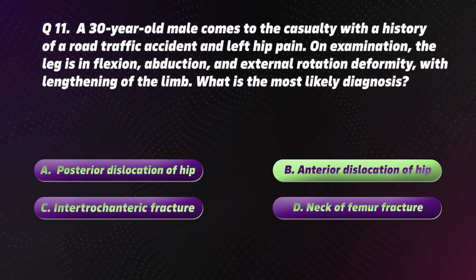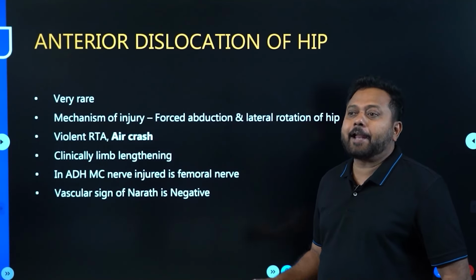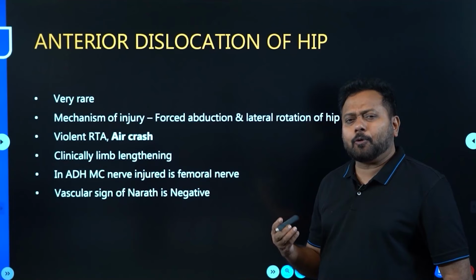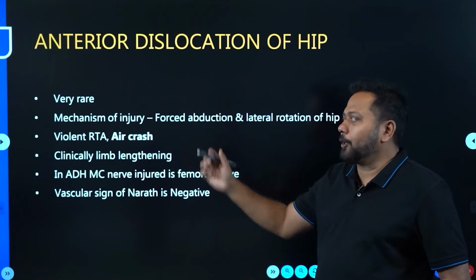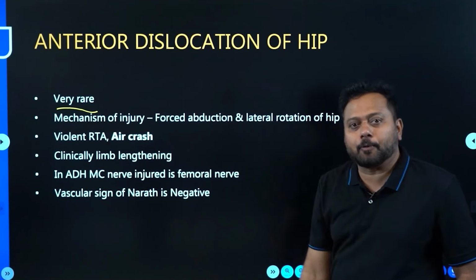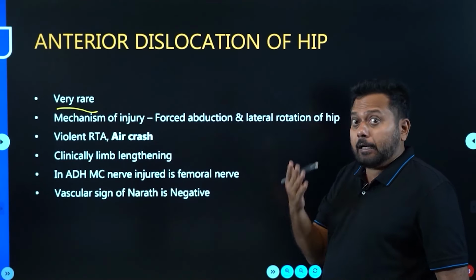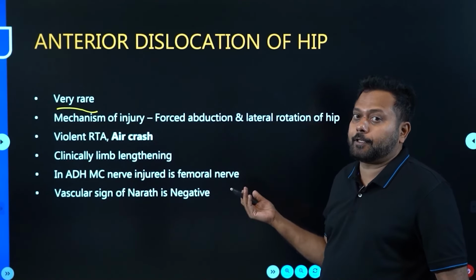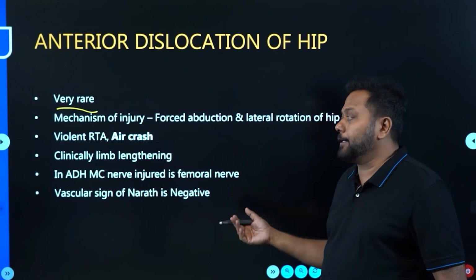Anterior dislocation of hip. Here's the explanation. On to the next, dislocation hip, anterior dislocation hip. We have seen posterior, that's the main thing. This is a very, very short topic. You look at the first point, very rare. I told you, the most common is posterior dislocation hip. Anterior is very rare. Rarest, if they ask, it is central dislocation hip. It's much rarer than anterior, okay?